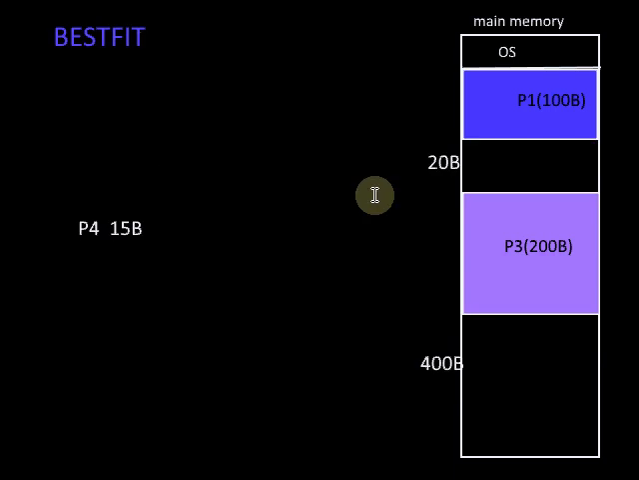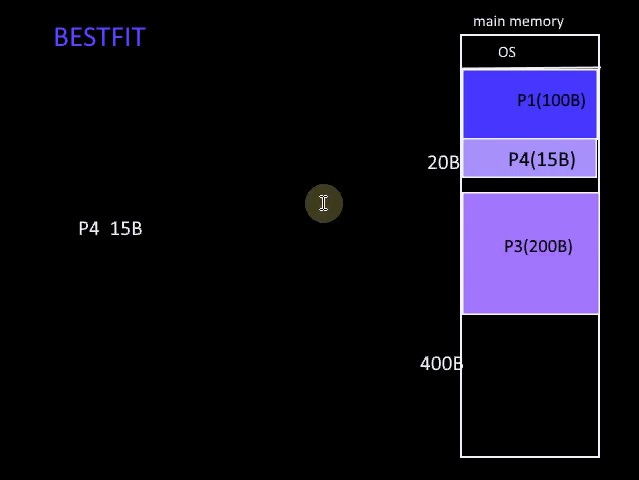Next, let's see how the BestFit strategy works. In the BestFit strategy, we will select the smallest partition which is large enough to hold the process. So in this case, which is the smallest partition? This is the smallest partition of size 20 bytes and it is capable of holding the process. So the smallest partition which is large enough to hold the process is selected. So here we will allocate the process to this partition.